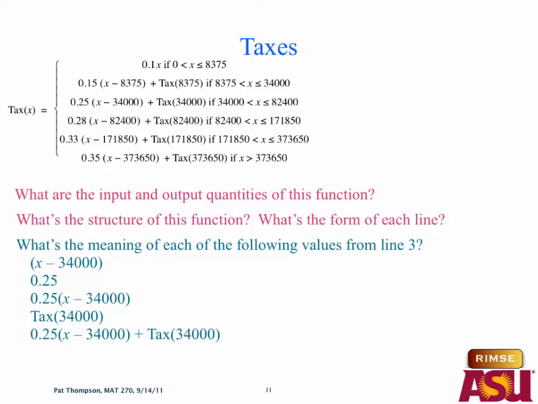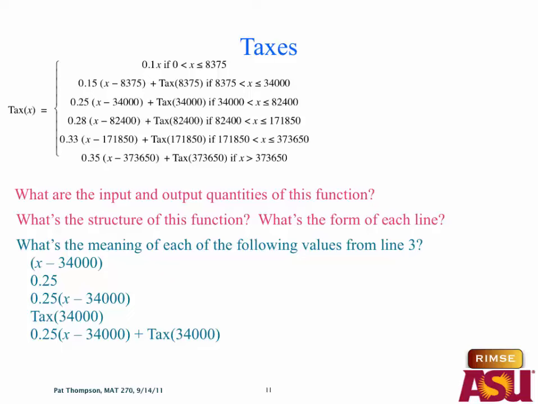Okay. And then Alex, the last one. 0.25 times X minus 34,000 plus tax of 34,000. What's that? The total taxes due. Total taxes due on how much money? On X dollars. Total taxes due on X dollars, where X is in that bracket. Okay, questions on these? Any clarifications? Are we good?